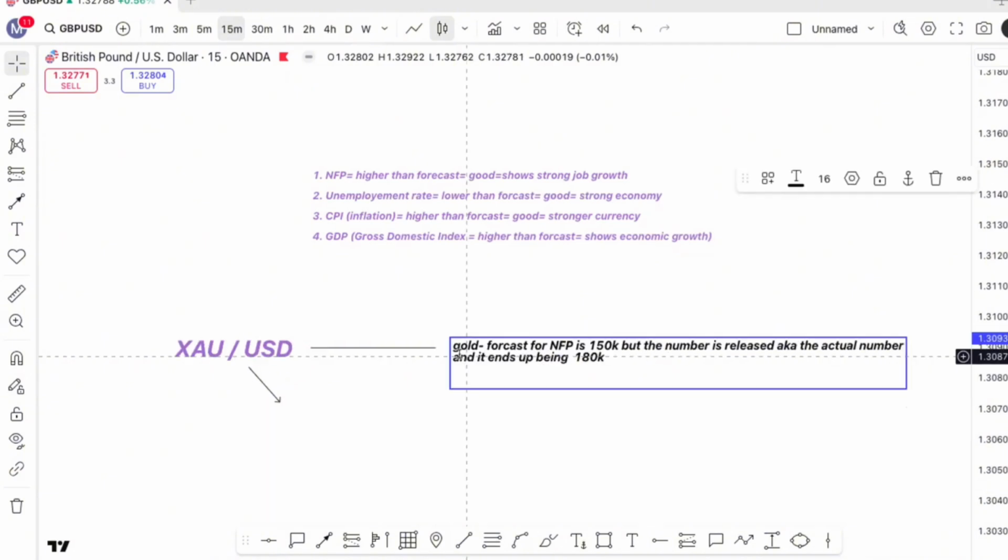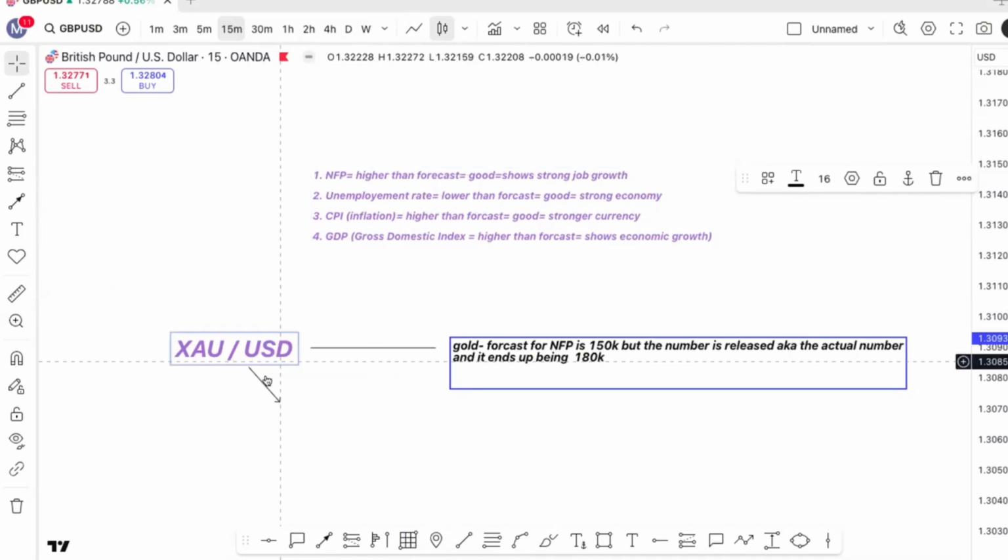If we had gold and the forecast for NFP was 150K, but the number released, the actual number, ends up being 180K, that is higher than expected. That is higher than predicted. So because it's higher than predicted, and remember when we said that higher than forecast can also be termed as higher than predicted, that's good. That shows strong job growth. So the US dollar is showing that, you know what, we're actually strong, because instead of the predicted 150K, it's released to be 180K. The US dollar is strong.